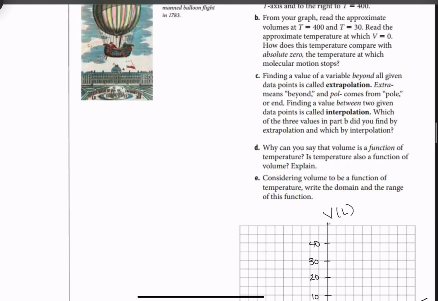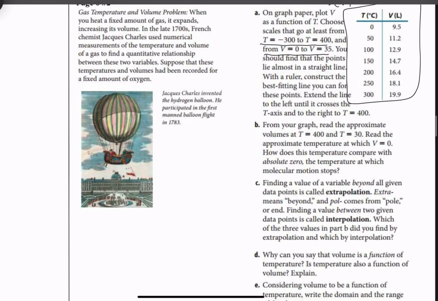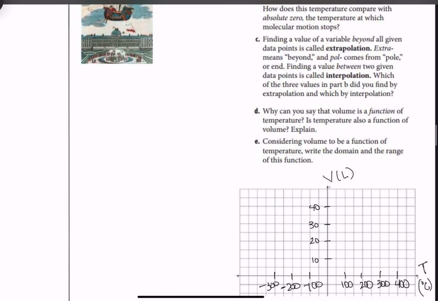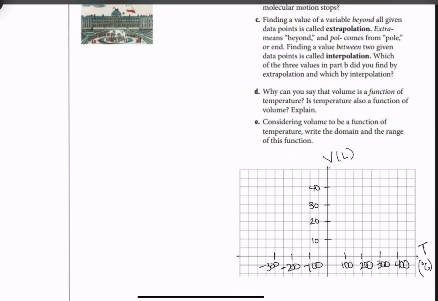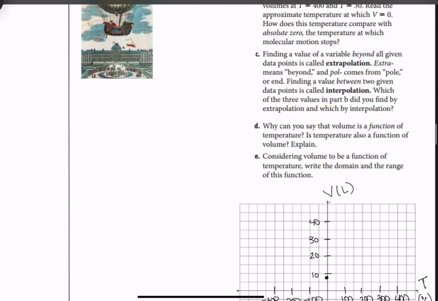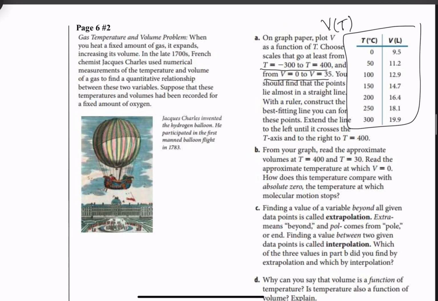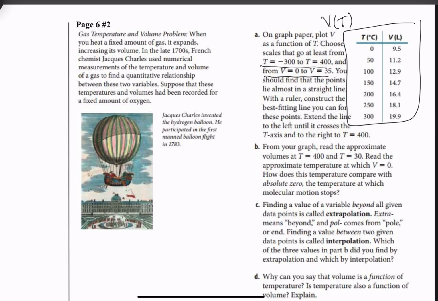All right, let's read the rest of our directions here. You should find that the points lie almost in a straight line. Okay, so we've got to plot these points. We're going to plot each and every point, and we're going to have to approximate some of these. So I think it was 0, 9.5, 50, 11.2. You should be making these approximately in a straight line, but we're going to make a line of best fit. I'll talk more about that in a minute. Let's plot these.